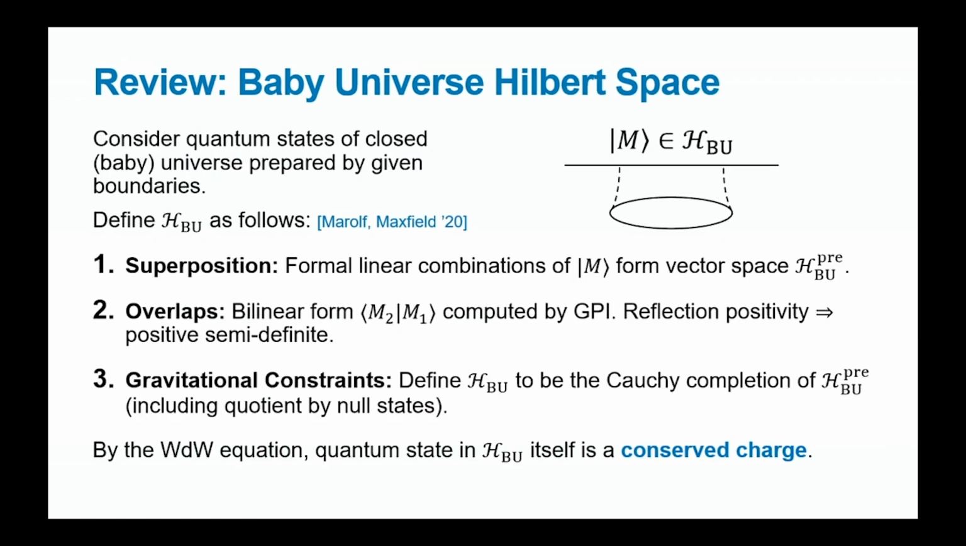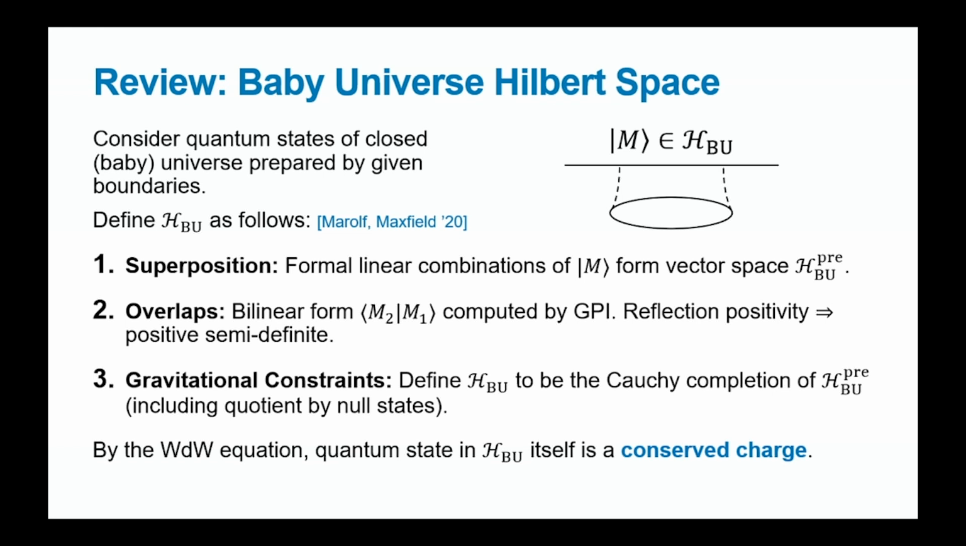So let's review Coleman, Giddings, and Strominger. We want to understand the quantum states of closed universes, otherwise known as baby universes. One thing we know is that an asymptotic boundary prepares a state in the closed universe Hilbert space. So this allows us to bootstrap the baby universe Hilbert space in a three-step process. I'm going to emphasize these three steps because I'm going to use the same three steps in the categorical context. The first is superposition.